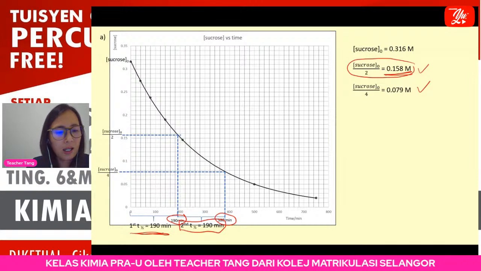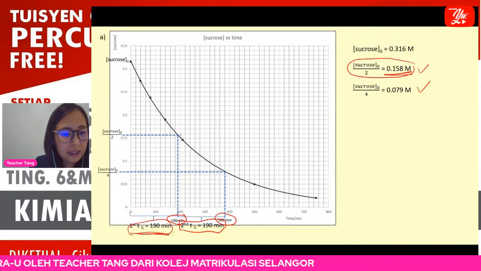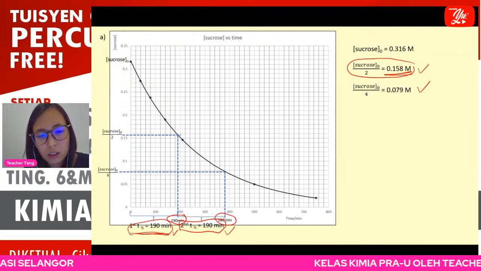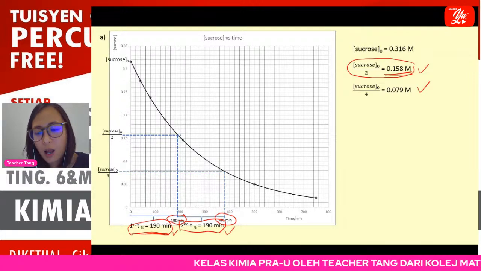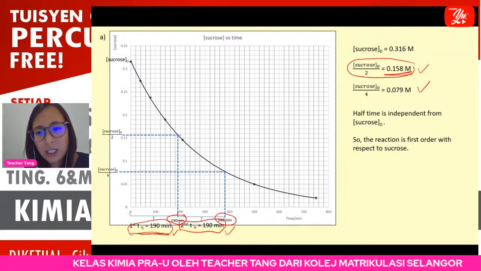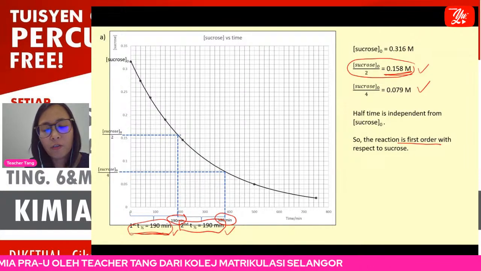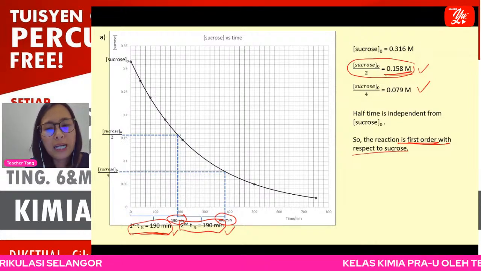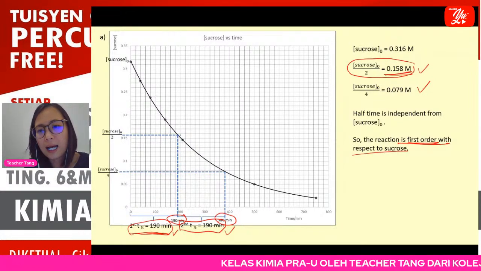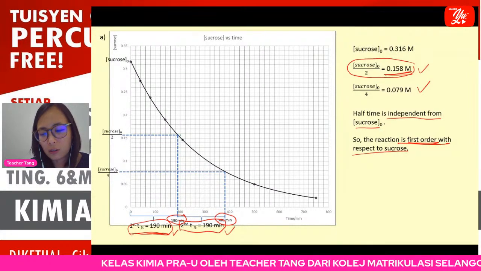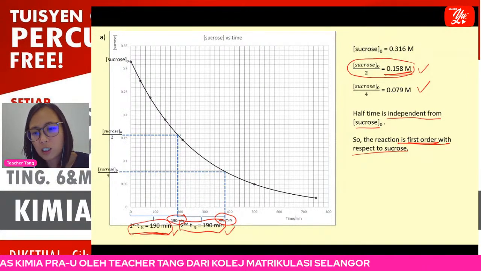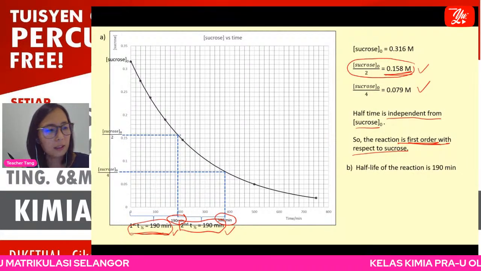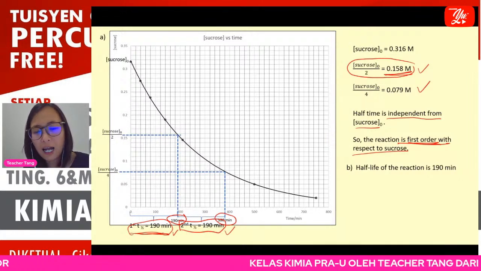Can you see that the half-life is constant? The first half-life and the second half-life are the same. So the half-life is constant. If the half-life is constant, the order of the reaction is first order. That means the reaction is first order with respect to the reactant sucrose. Since the half-life is independent from the initial concentrations of sucrose, therefore the reaction is first order with respect to sucrose. Then part B asks us to determine the half-life of the reaction.